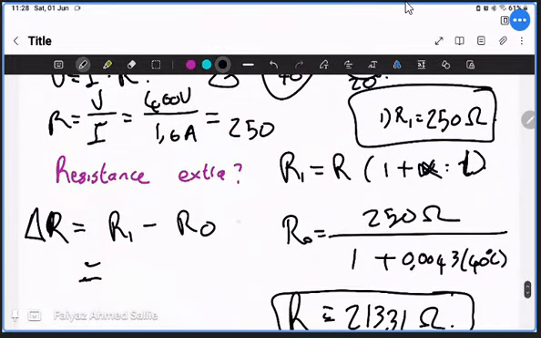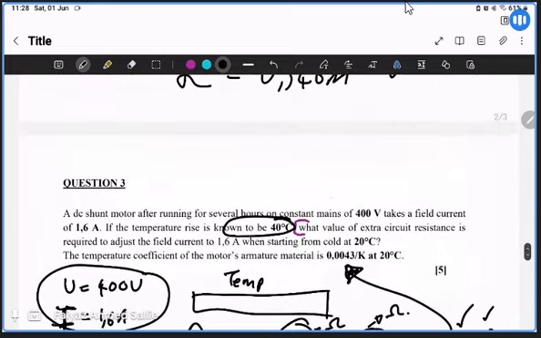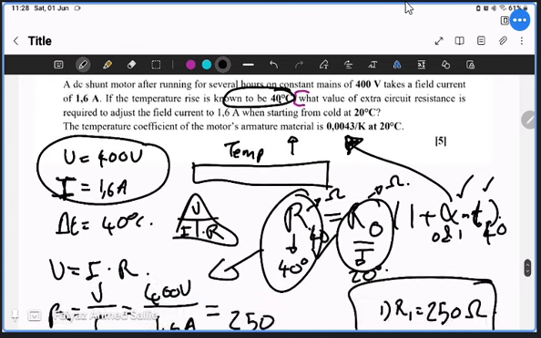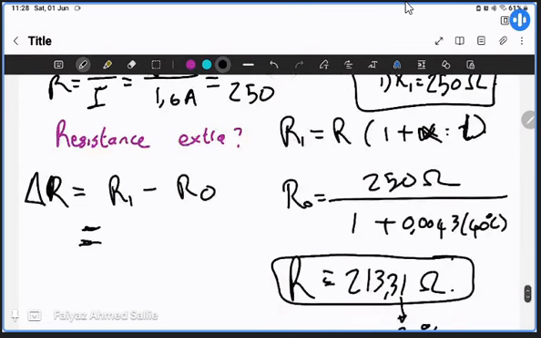So this resistance is at 20 degrees. And as we use the motor, the temperature rises to 40 degrees. And because the temperature rises, the resistance also increases. So they want us to find the extra resistance, right? Or the difference between 40 and 20.